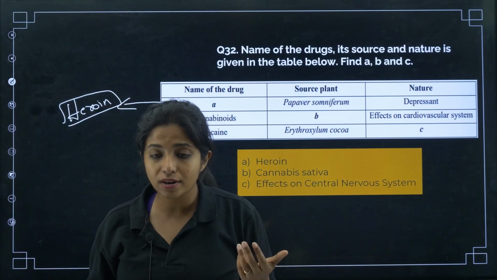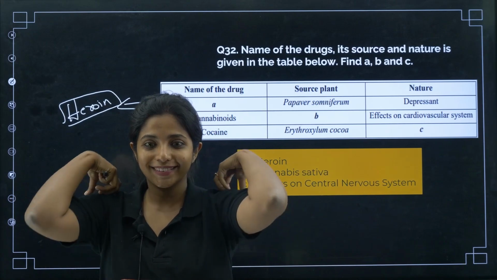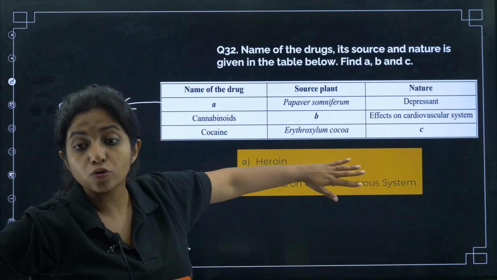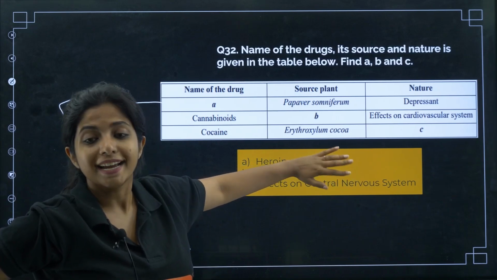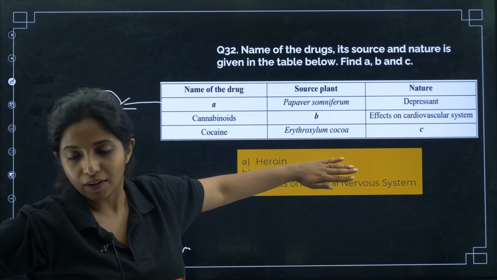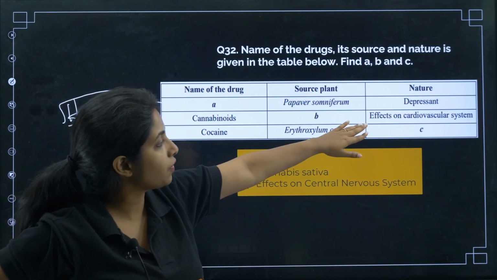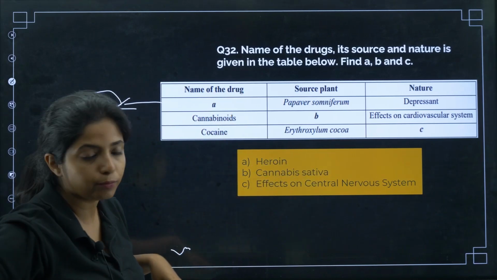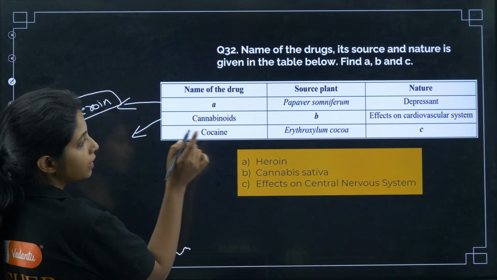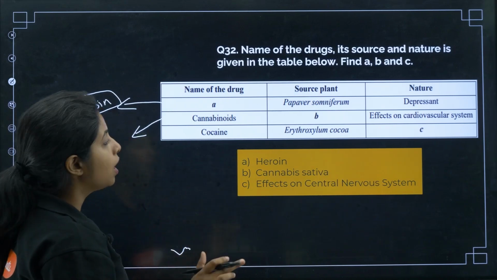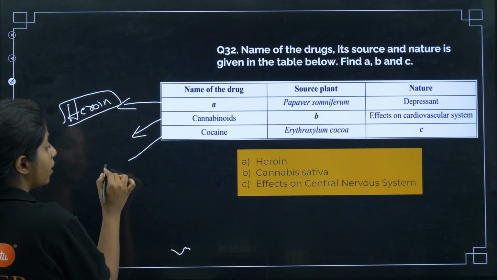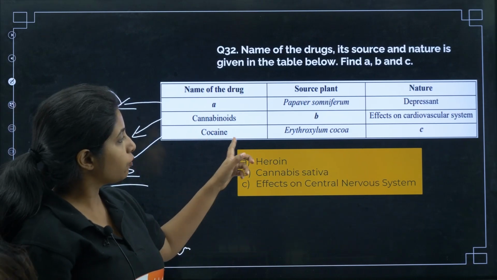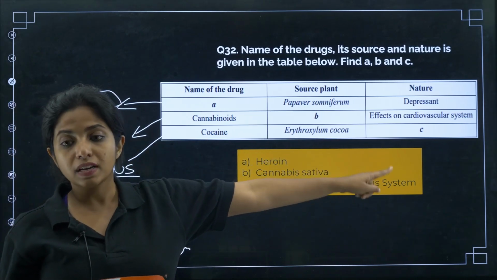It is used by doctors during operations. That is morphine. Now, cannabinoids are there. Cannabinoids are produced from the source plant. What is the name of the source plant? It is Cannabis sativa, and it has effects on the cardiovascular system. Let me tell you, of the three different drug groups, only one is going to affect the cardiovascular system according to your book. The other two are going to affect the CNS, the central nervous system, and that answers your next question. Cocaine, which is obtained from Erythroxylum coca, is going to affect what?